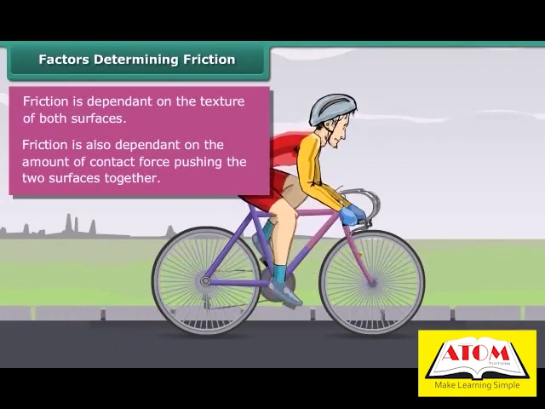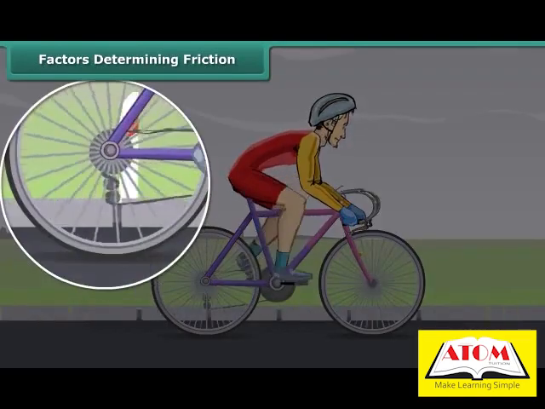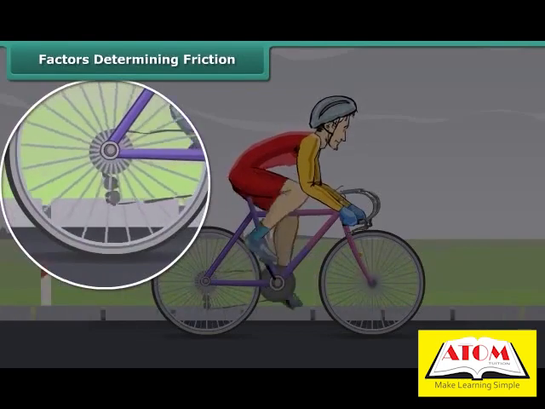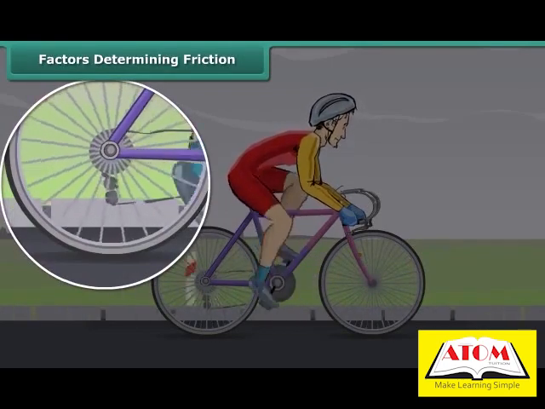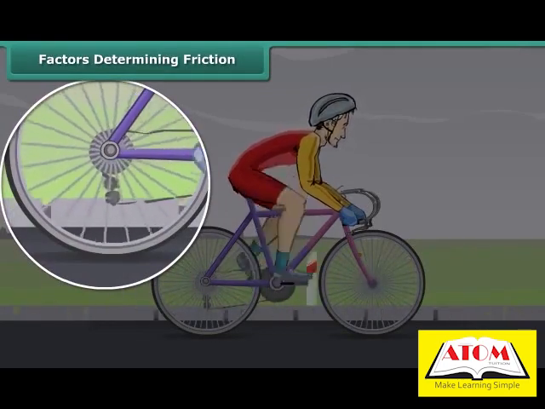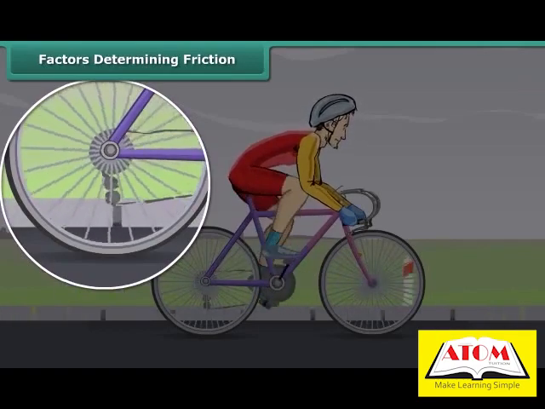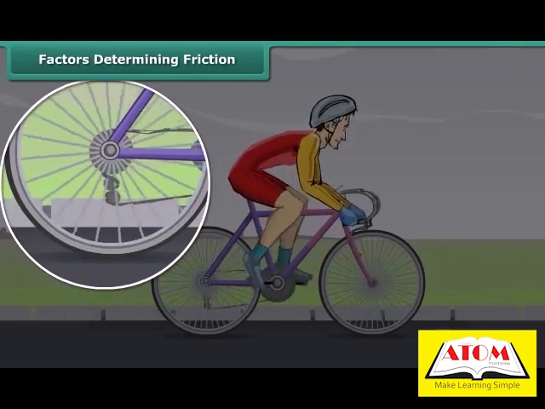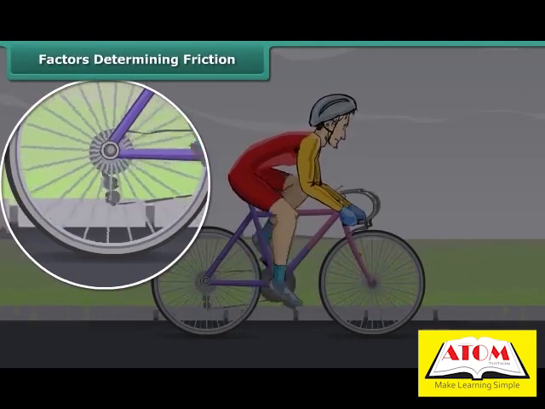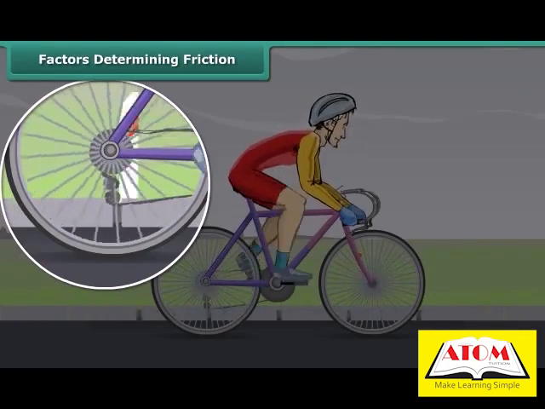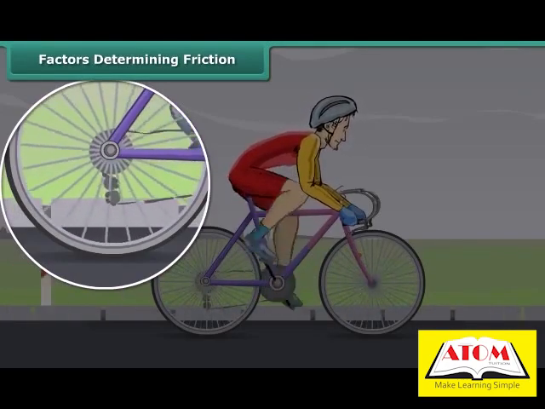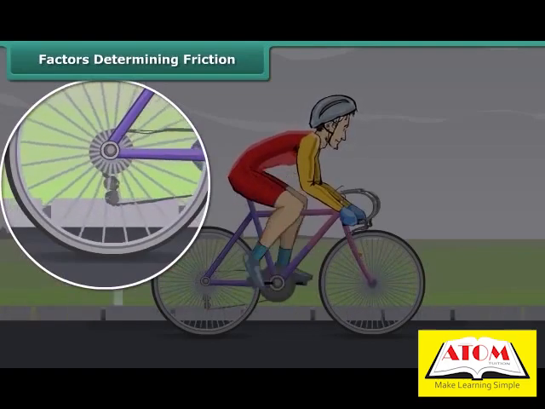A simple answer to this is that while in motion, the tires of the bicycle are rubbing against the surface of the road. When two surfaces rub on one another, the force comes into play. This force acts in the direction opposite to the direction of motion. Thus, it slows down the motion and finally brings the moving object to a stop.